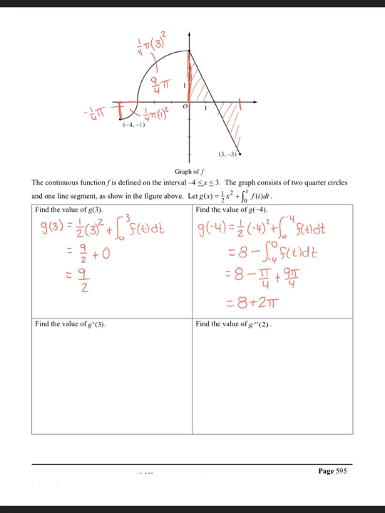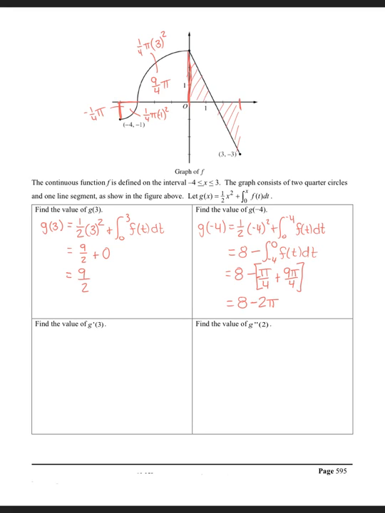And I'm sorry, I missed a negative. I was wondering why my answer was positive. There's a negative in there. So this one right here should be minus.